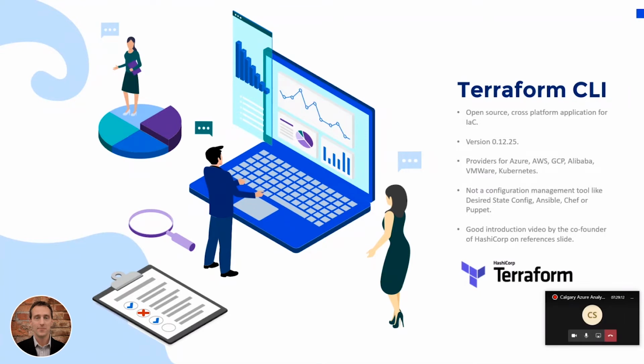Whereas HashiCorp, the company that produces Terraform, the product, they specifically work with all these vendors and their APIs, and after new API functionality is released, after a short delay, they're able to provide that functionality in their product. One thing to note is that it is not a configuration management tool like Desired State Configuration or Ansible or Chef or Puppet. A good introduction video, produced by the HashiCorp co-founder, is included in the reference slide at the very end.